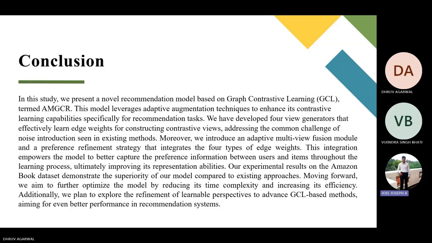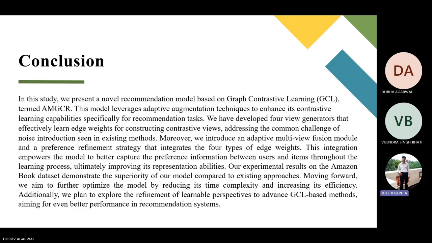We also introduce an adaptive multi-view fusion module and a preference refinement strategy that integrates the four types of edge weights. As a result of this integration, the model is empowered to better capture the preference information between users and items throughout the learning process, ultimately improving its representation capabilities. Our experimental results on the Amazon Book dataset demonstrate the superiority of our model compared to existing approaches.